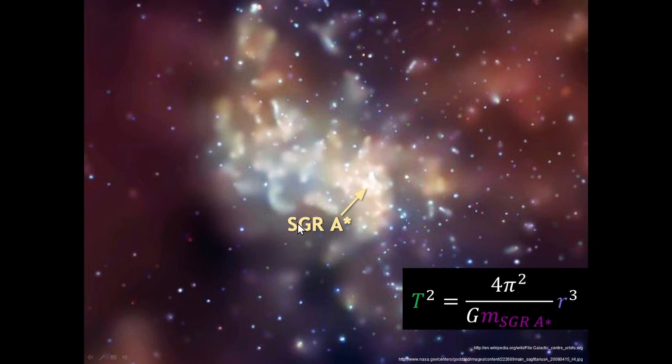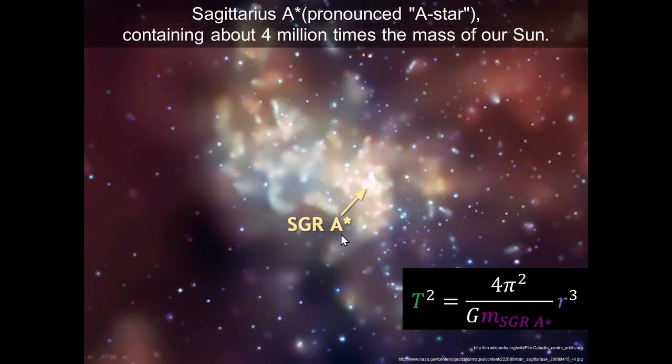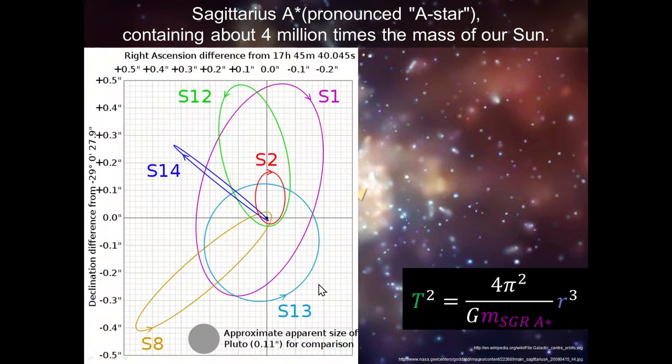All right. Sagittarius A star is a supermassive black hole in the center of our galaxy. And it's about 4 million times the mass of our sun. It's supermassive, but it's the same thing. We can find the mass of that thing if we look at things that orbit it. And these are several different stars that orbit that black hole. And these are very much elliptical orbits. So this would be the average radius and the time it takes to go around.